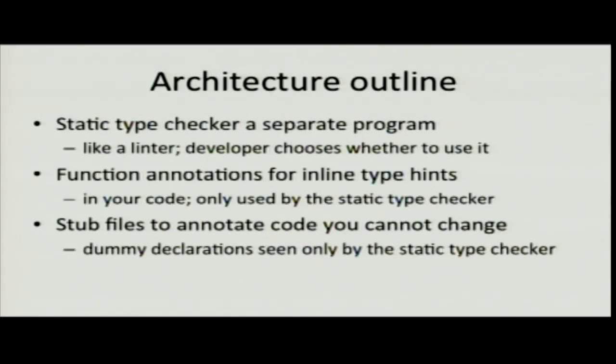You put them in your code. Only the type checker cares about them. The third thing that was really important, that was also a somewhat smaller light bulb, is you have to have another way of placing type hints separately, so that the type hints are separated from the code that they annotate. We call these stub files. You could think of them as header files, but they're not really the same thing, because they're not actually ever used at execution time. They're only used by the type checker.